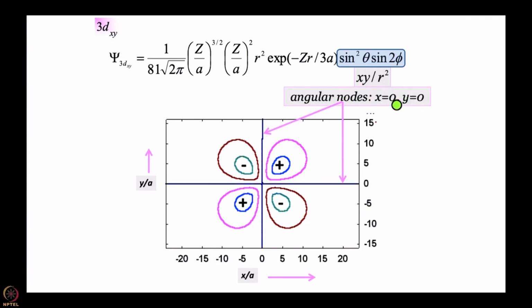So, xy equal to 0 means x equal to 0 is a node and y equal to 0 is a node. So, once again the moment you cross, wherever you cross the node, wave function has to change sign. Okay. So, this is 3dxy.